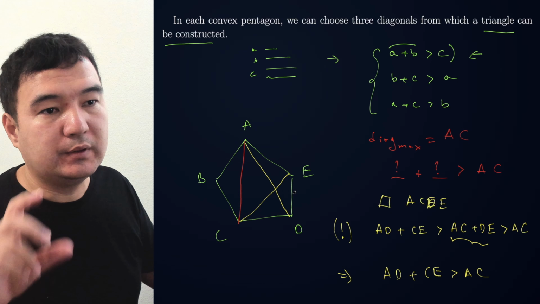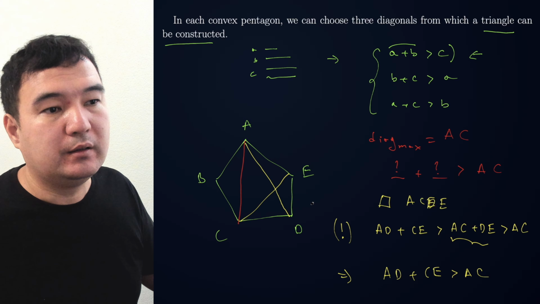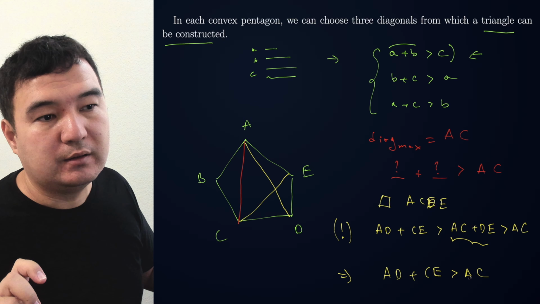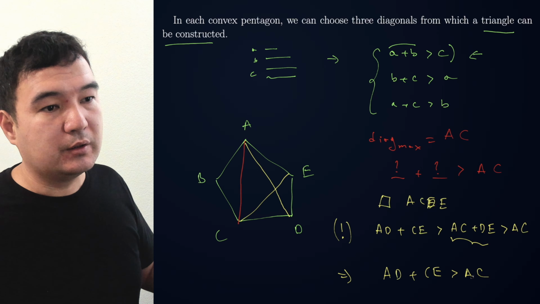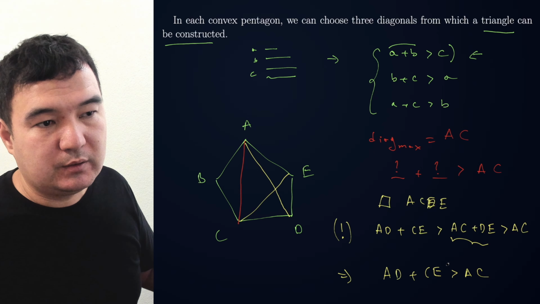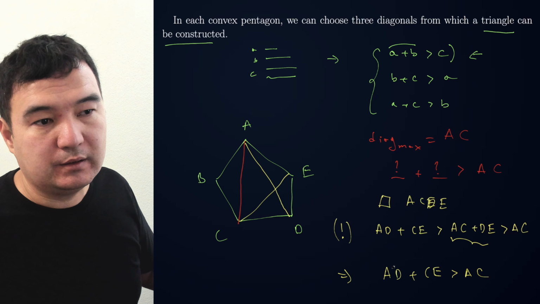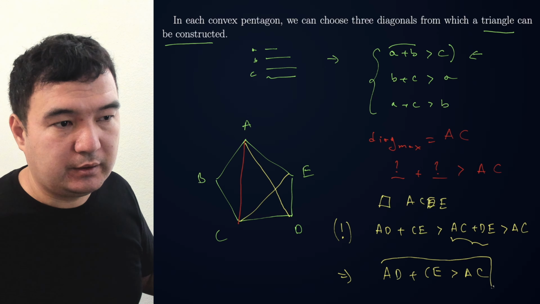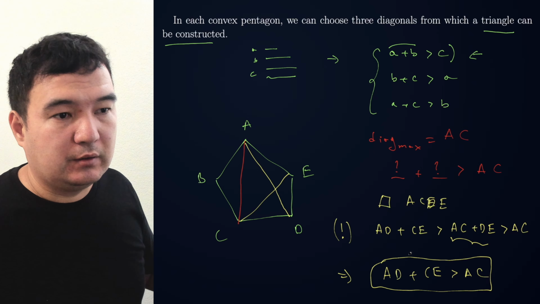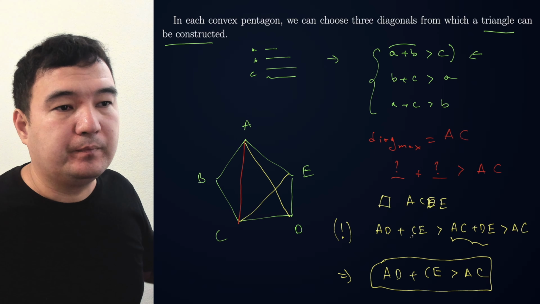So we have two diagonals here, here, and their sum is greater than AC. And since AC is the longest diagonal, AC is greater than this one, and AC is greater than this one. Which means we can make a triangle using these three diagonals of the initial pentagon.